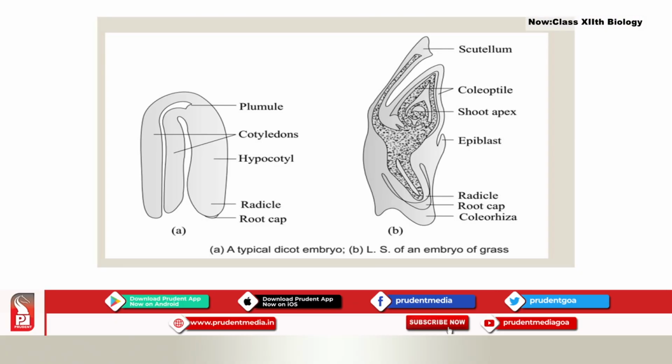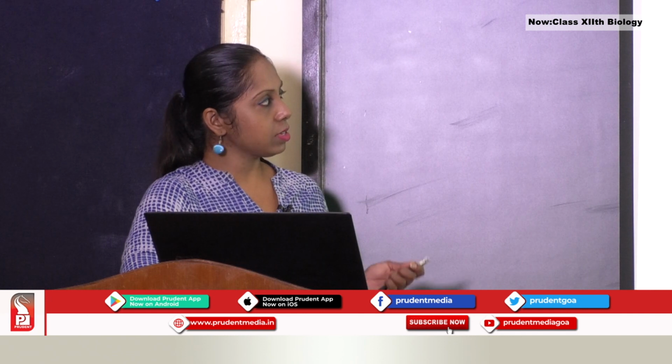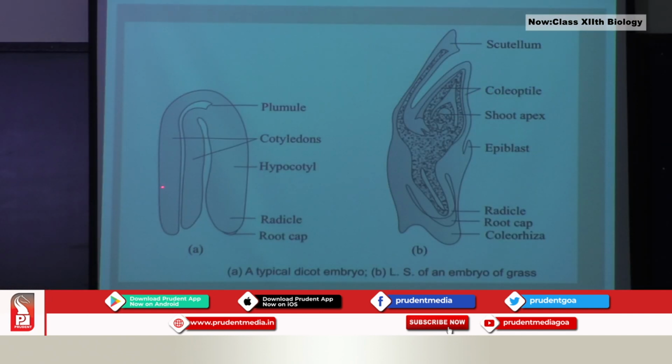So we have the two types of embryos. This is a typical dicot embryo with the two cotyledons, the plumule and the radicle with the root cap, students. And here you have the embryo of a monocot plant, example grass.